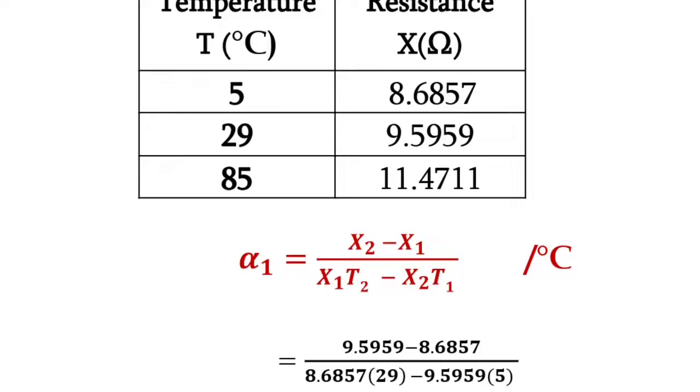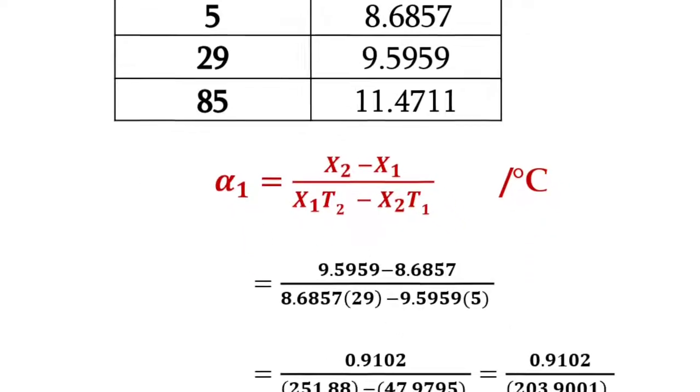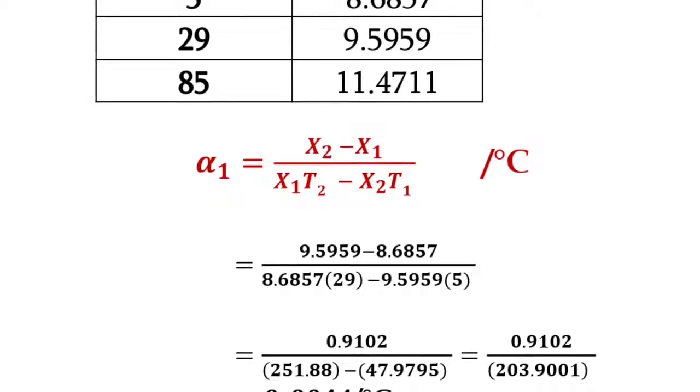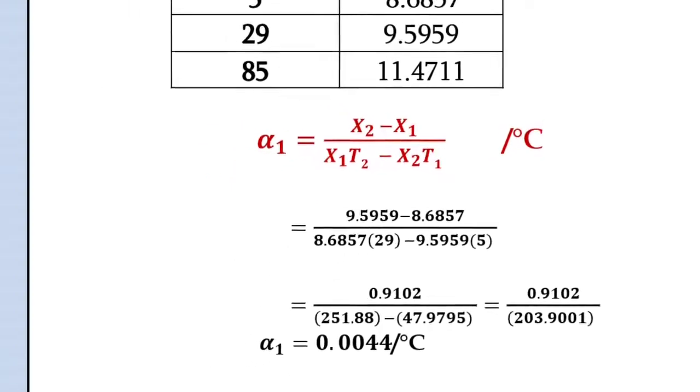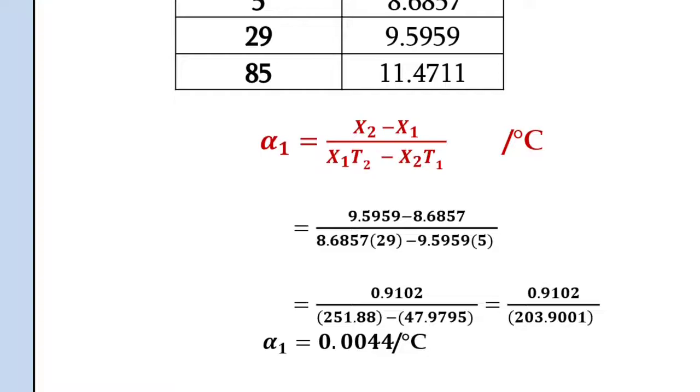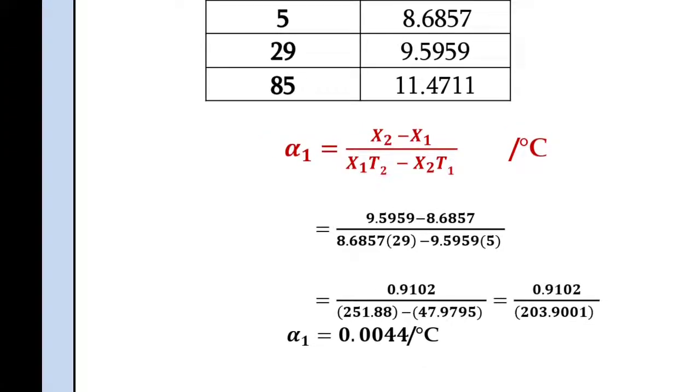So the formula goes like this: alpha is equal to x2 minus x1 divided by x1 T2 minus x2 T1. Here x1 is 8.6857, x2 is 9.5959. The corresponding temperatures are 5 degrees centigrade and 29 degrees centigrade. So putting the values of x2 and x1, it is 9.5959 minus 8.6857 divided by 8.6857 into 29 minus 9.5959 into 5.